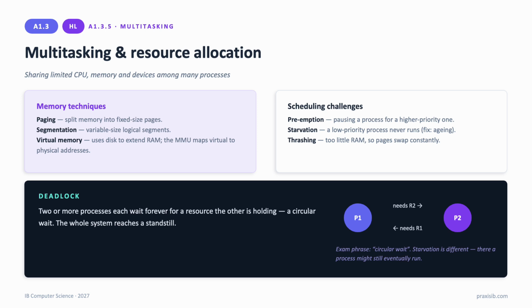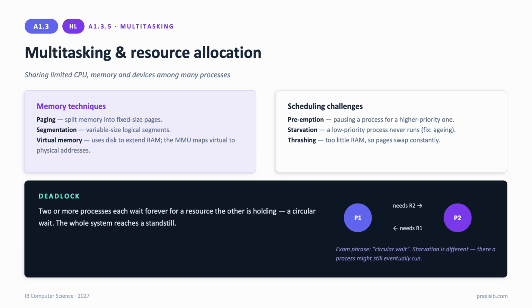Paging splits memory into fixed size blocks called pages. Segmentation splits it into variable size, logical pieces, like separate sections for code and data. And virtual memory is a clever trick that uses some of your slow disk storage to pretend you have more RAM than you really do. A piece of hardware called the MMU, the Memory Management Unit, maps these virtual addresses to the real physical ones.